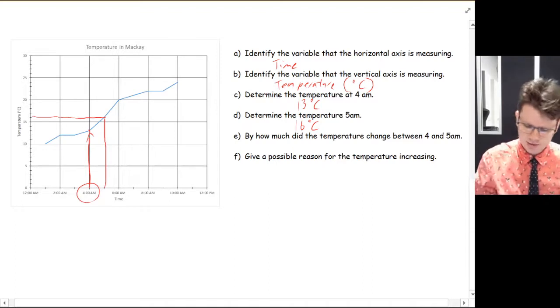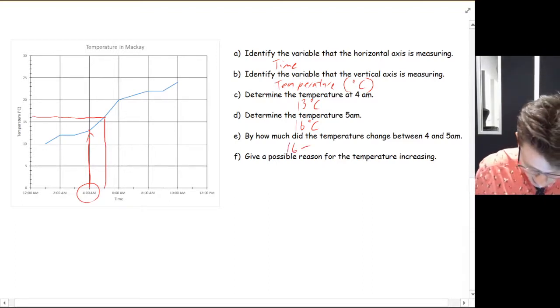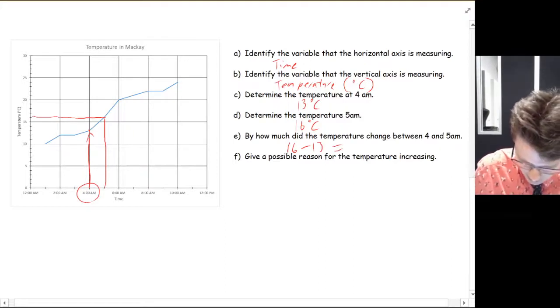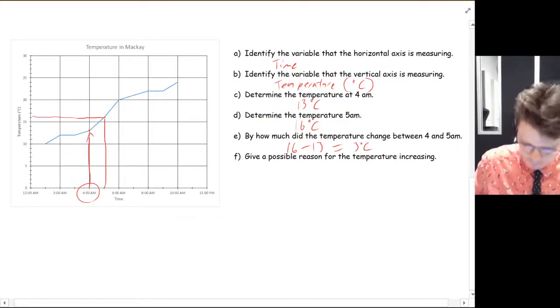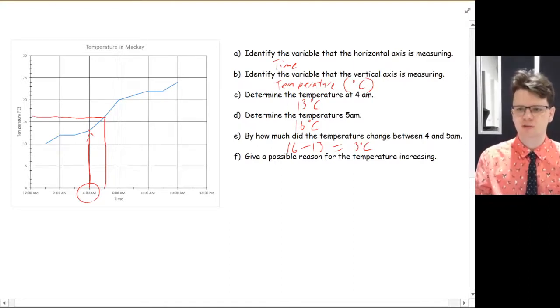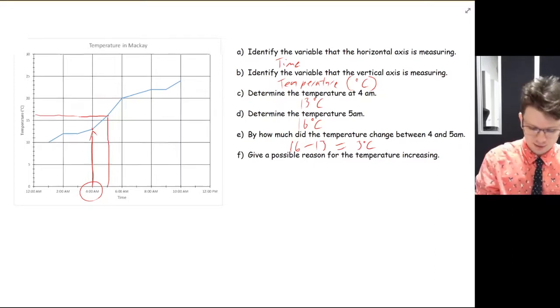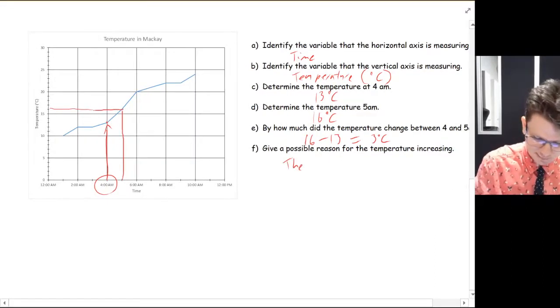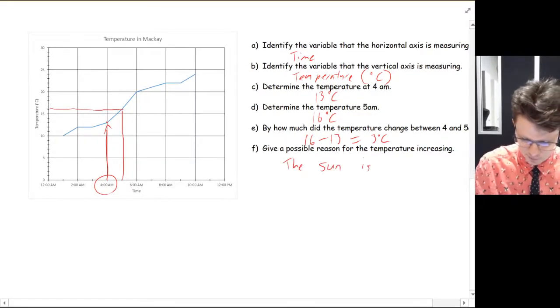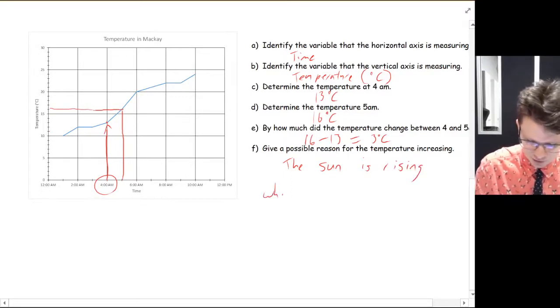So by how much did the temperature change between 4 and 5 a.m.? Well, 16 minus 13 is 3 degrees Celsius. And so why might the temperature increase? Well, it's going from early morning to later morning, so the sun is probably rising. Which is increasing the temperature.